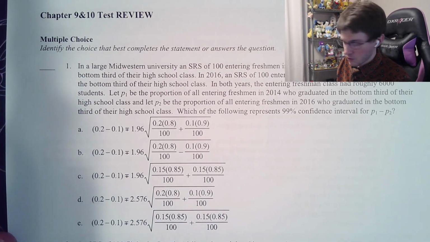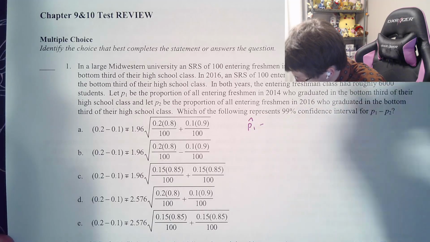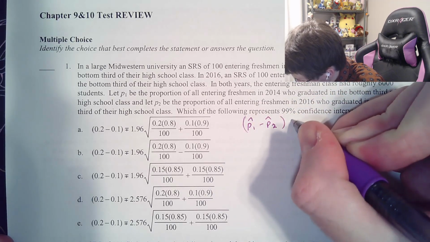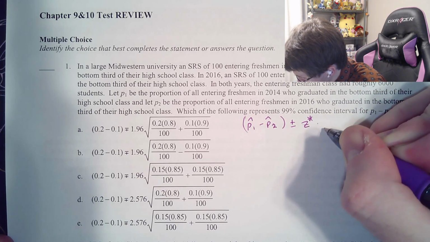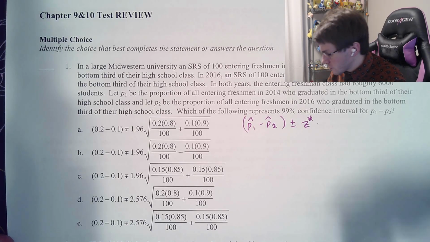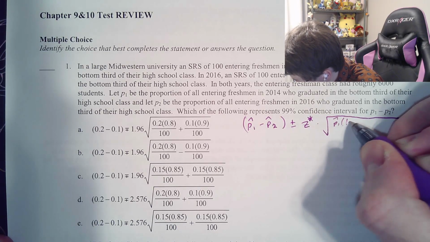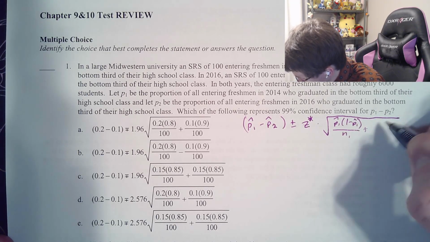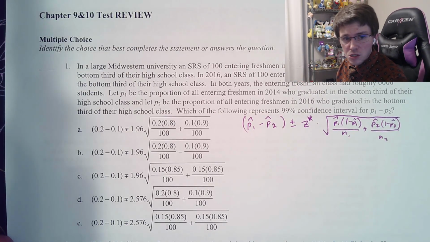Our general formula for all of these, we should already have in our formula sheet, but just in case we don't know it, it's going to be P1 hat minus P2 hat, plus or minus a Z star for these situations multiplied by, and now for the confidence interval, we do not use our combined one. So we're ending up with P1 hat times 1 minus P1 hat, all divided by N1, plus P2 hat times 1 minus P2 hat divided by N2. But again, this is on our formula sheet, so you shouldn't have to write these things down again.